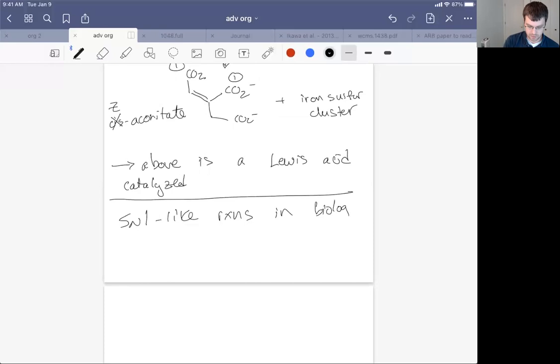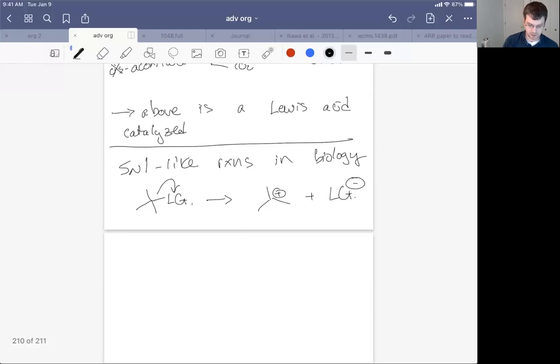And so for an SN1-like reaction, what we need is to take some sort of tertiary carbon with a good leaving group and let that walk away to form a stable carbocation plus the leaving group as a negative. Now, it turns out that in many cases, the leaving group in biology is a diphosphate. So we abbreviate that as OPP.